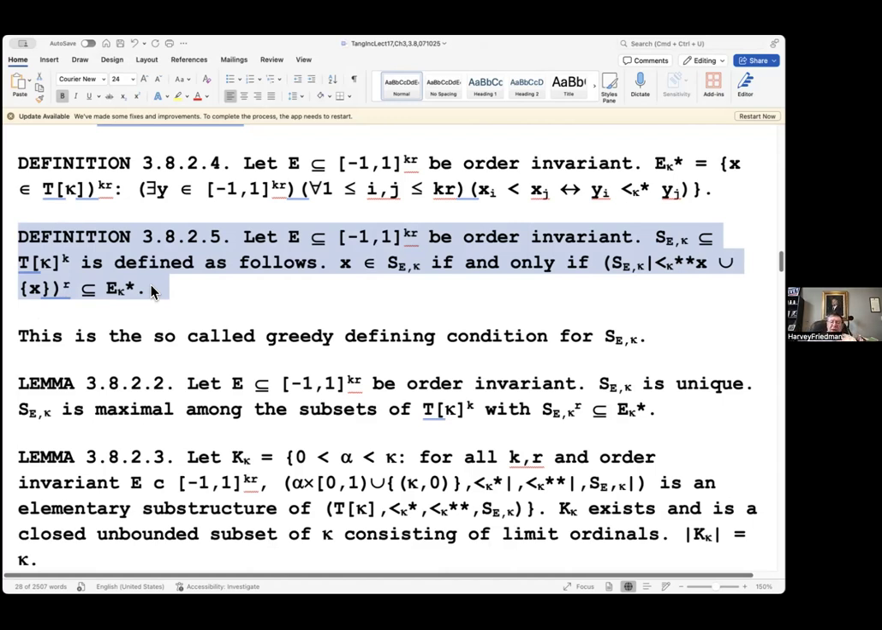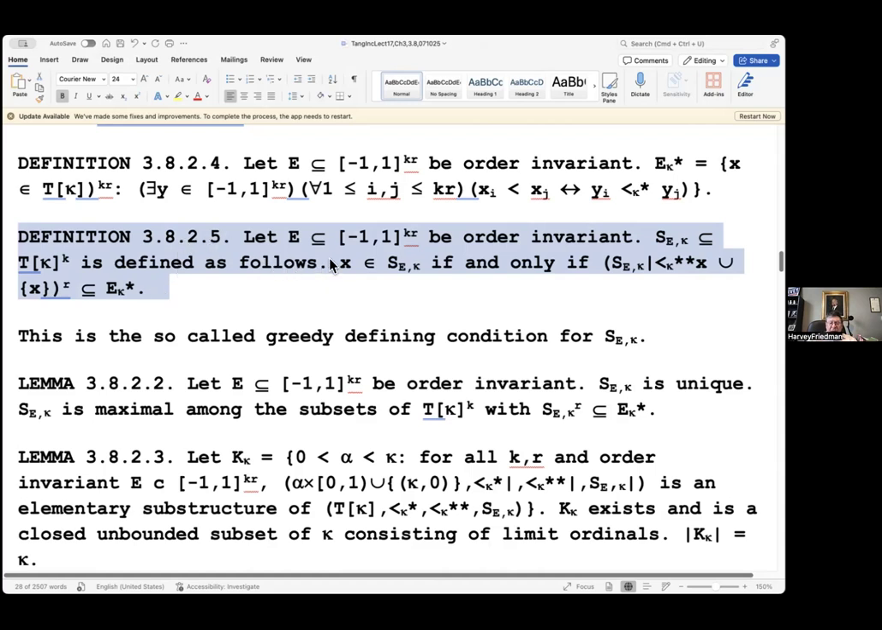star. You could think of being contained in E_kappa star as satisfying a constraint, right? So it says that you put something in this set if and only if you can get away with it, given what you previously put in, the new candidate still obeys the constraint. And this is the so-called greedy definition, right?